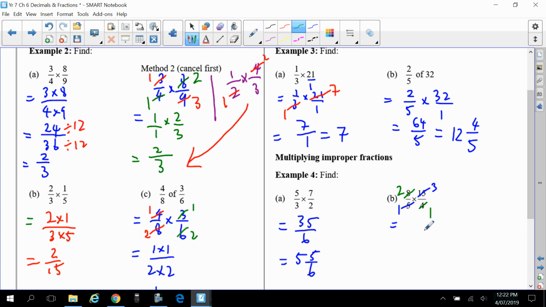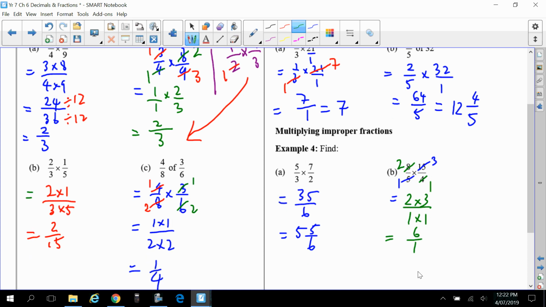Watch what I do. Next one, so you do 2 times 3 over 1 times 1, 6 over 1. And remember, anything over 1 is the number itself on the numerator. Hopefully it makes sense. Excellent.